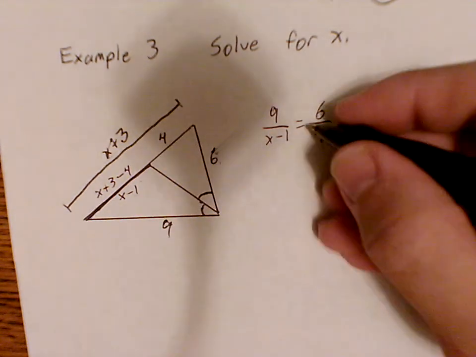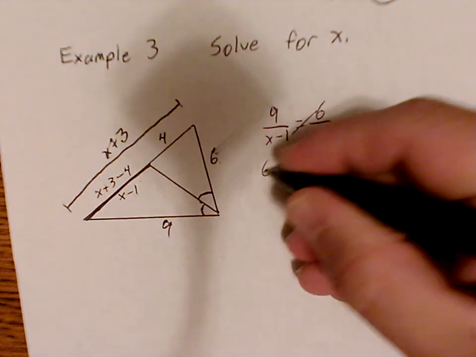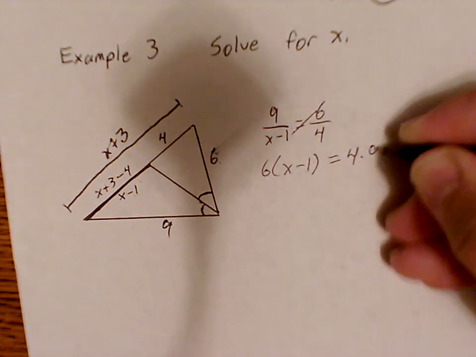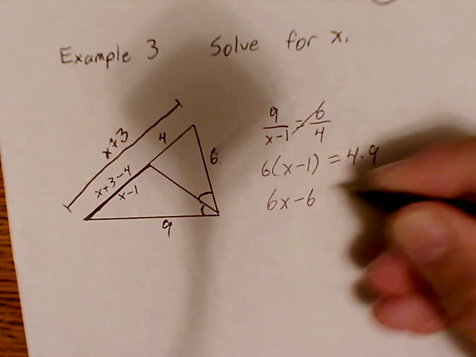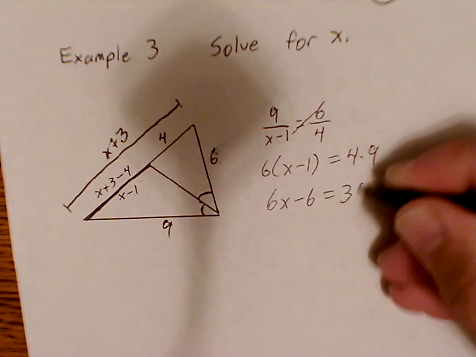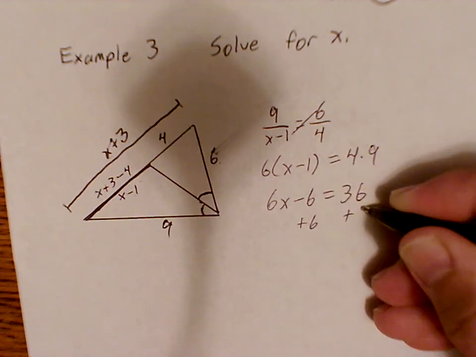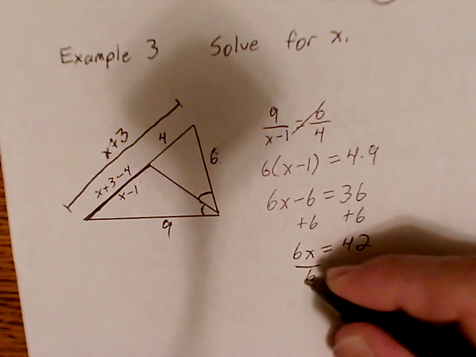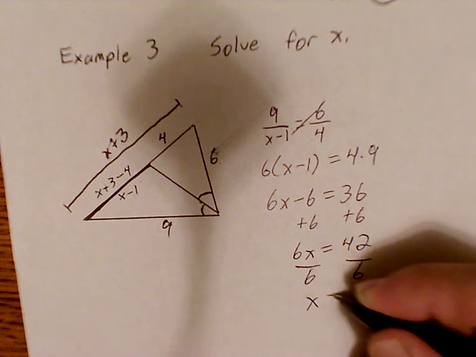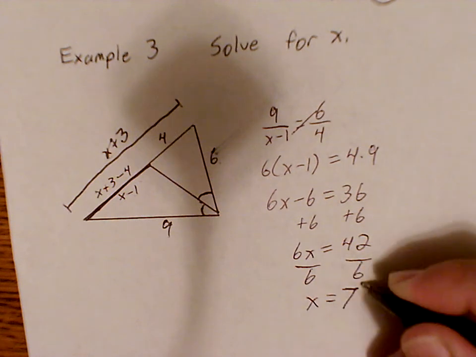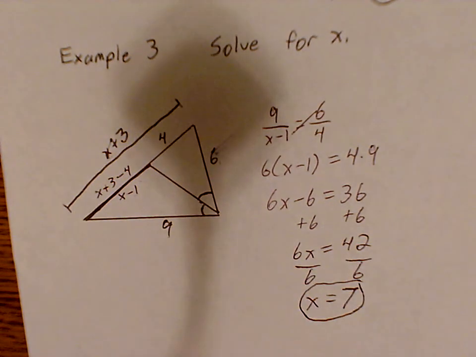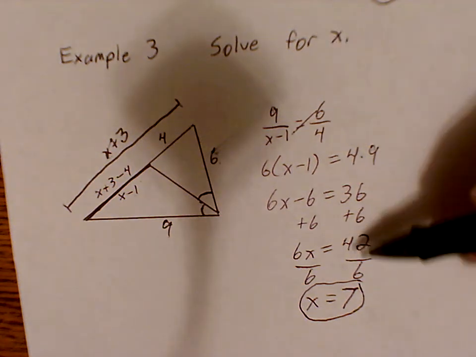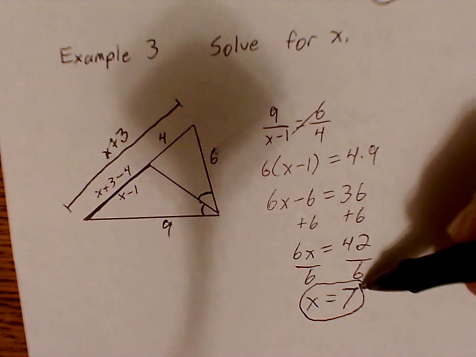Now it's the same old song and dance that we've already done on this lesson. So 6 is going to multiply the x minus 1. 4 is going to multiply the 9. That's 6x minus 6 equals 4 times 9 is 36. Add the 6. 6x equals 42. Divide by 6. X equals, that would be 7. And since I don't need to find the length of a segment, I am just solving for x as the instructions say here. Boom, that is the final answer.